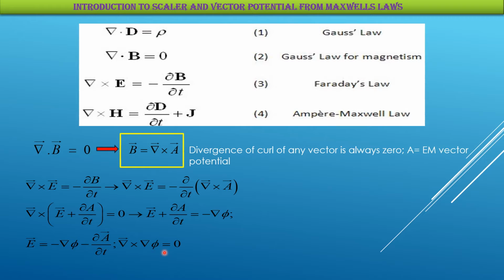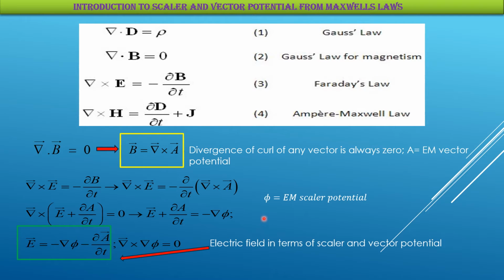If the curl of any quantity is 0, we can write it as the negative gradient of a potential. This is also from vector algebra. So how can we describe phi? Phi is the electromagnetic scalar potential. In terms of phi, we can write the electric field as minus grad phi minus del A del t, as the curl of grad phi is 0 from vector algebra. So please just remember this.